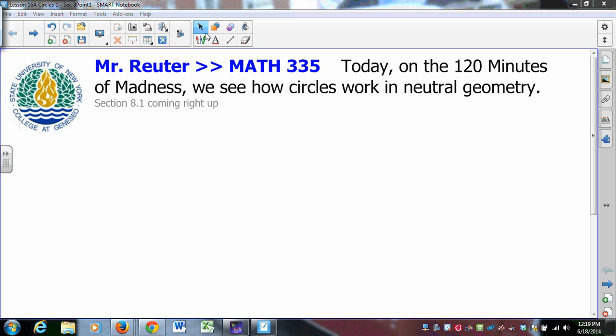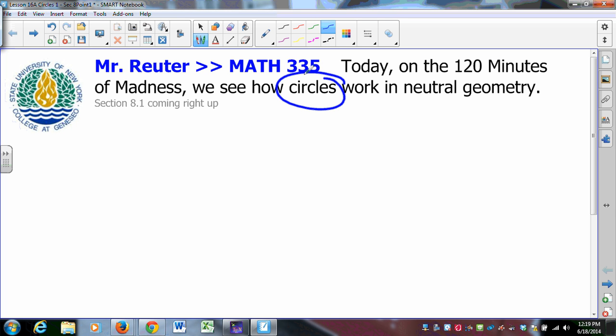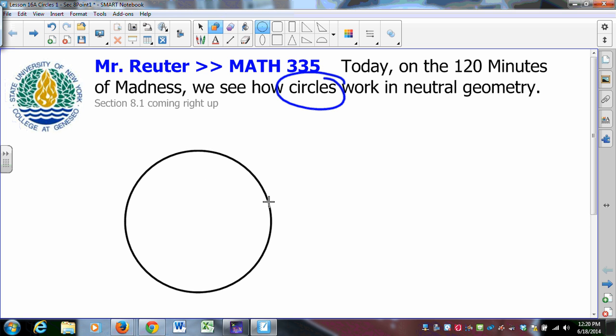Okay, so on today's show, circles. Circles in neutral geometry. We are not going to invoke the Euclidean parallel postulate, not yet. Circles the way you have come to remember them. So let's be very careful about what we mean when we talk about a circle. A circle is a locus of points, a fixed distance from a fixed point.